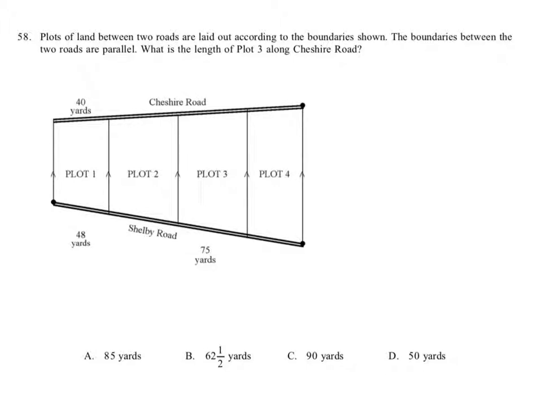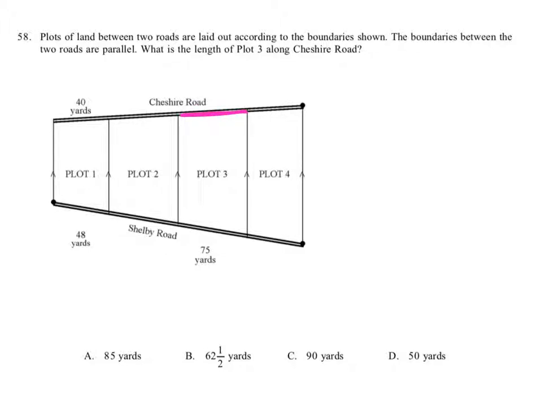We're dealing with the same idea here. What you've got here is parallel lines cut by transversals, and so the sections of the transversals will be proportionate within each transversal. So we can say something like this. What are we looking for? They're saying plots of land between two roads are laid out according to the boundaries shown. The boundaries between the two roads are parallel. And what is the length of plot 3 along Cheshire Road? Where is plot 3 along Cheshire Road?